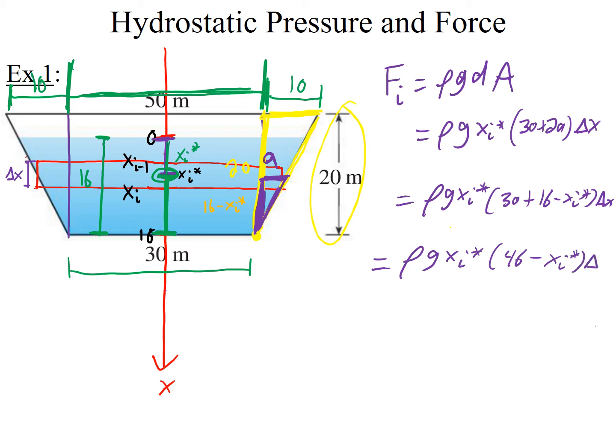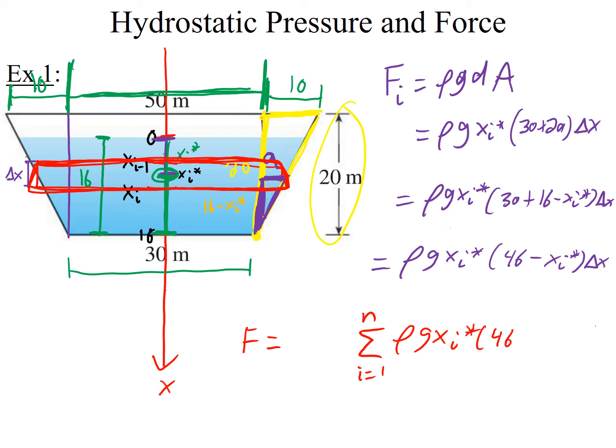But remember, we're not thinking about one rectangle, we're thinking about millions of rectangles. So each one has a force on it from the water. We have to add up all these forces. So the hydrostatic force is going to be a sum. How many do we have? I know I said millions, but in general we call it n. So the sum from i equals 1 to n of rho g xi star times (46 minus xi star) delta x. And that's still an approximation, but it gets better and better when we increase the n.